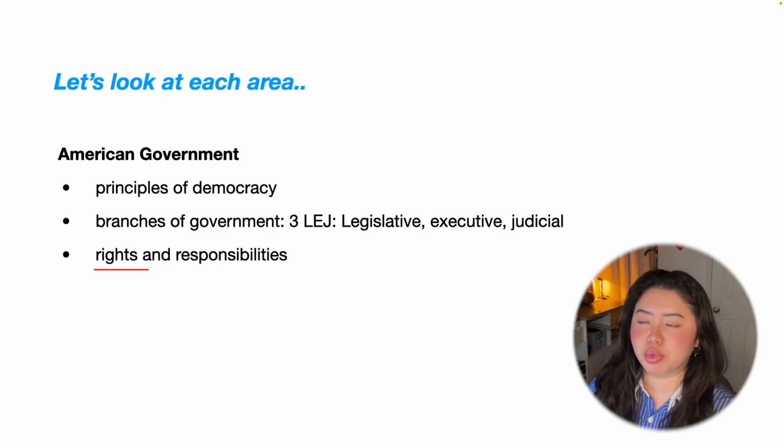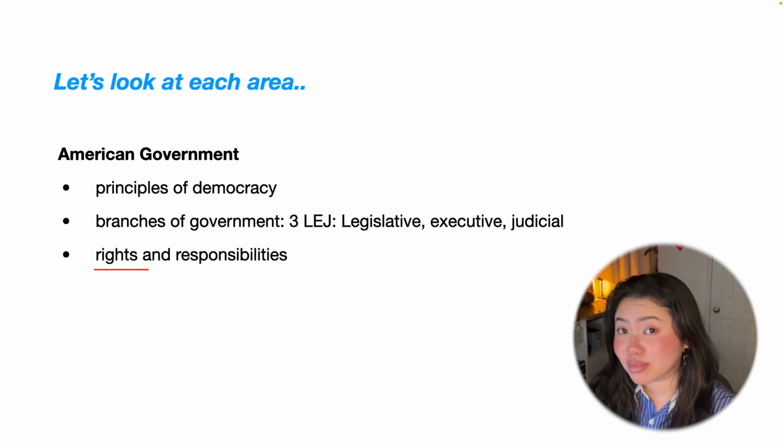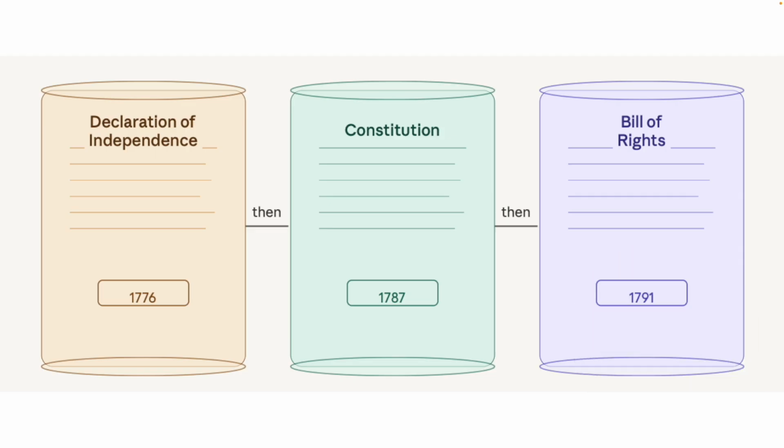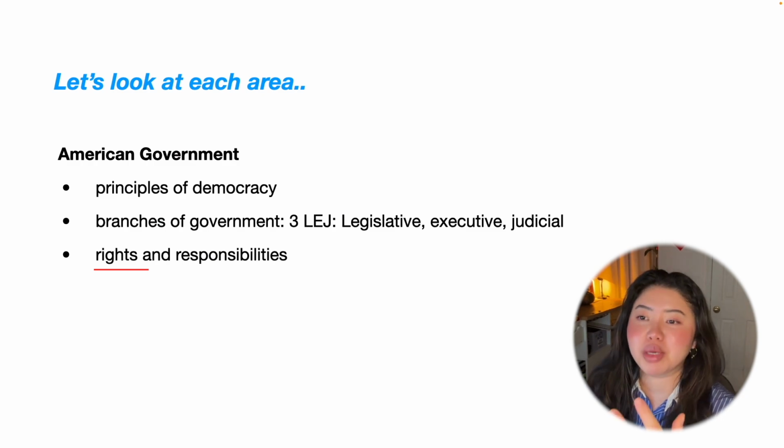A quick note on the principles of democracy. You have to know the 3 main documents: the Constitution, and what came before it, Declaration of Independence, and what came after it, Bill of Rights. What is Bill of Rights? The first 10 amendments. If you're interested, I'll make another video talking about all of these American democracy principles and U.S. history. But for now, we'll keep going.